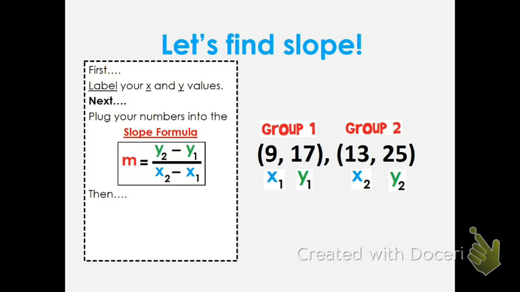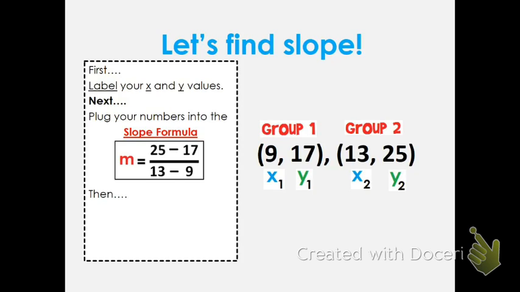Once we've done that, we're going to look at our slope formula. It's a super important formula that you're going to be memorizing because you're going to be doing this so much. You're going to take your y components and you're going to subtract them. Then that goes in the numerator. Then you're going to take your x components and you're going to subtract those, and those go in the denominator.